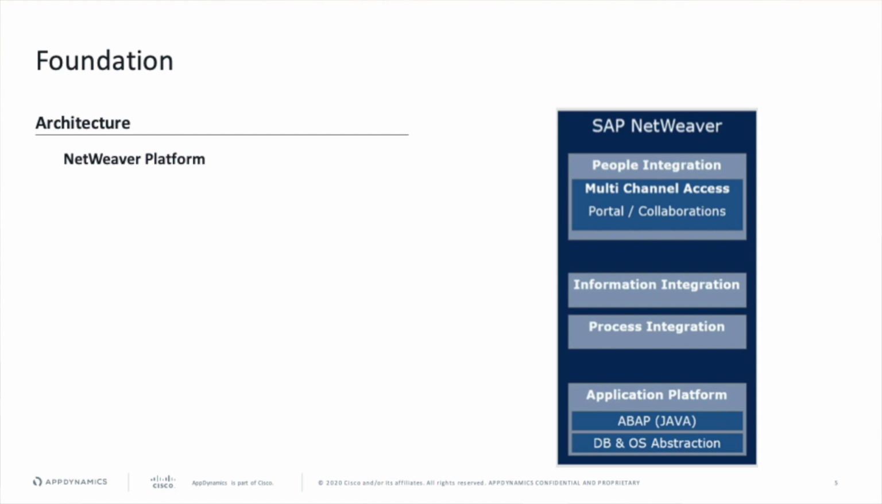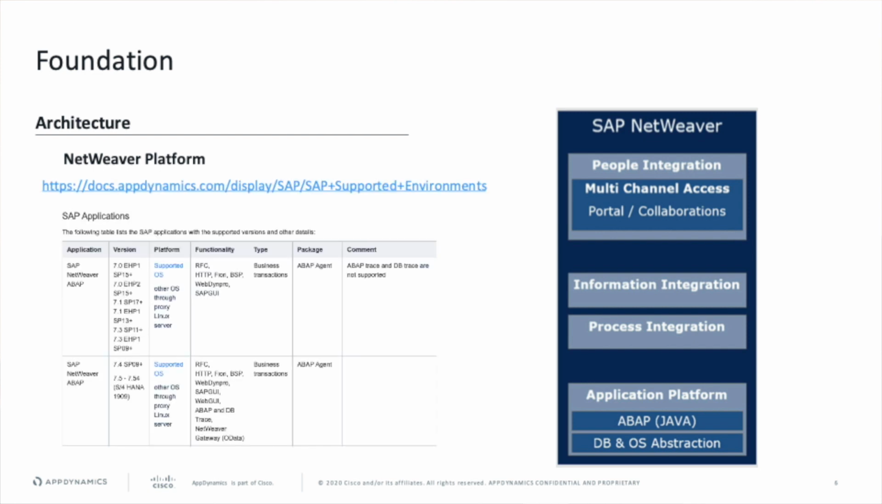Now, SAP runs on what is called the NetWeaver platform. This platform contains all the shared components and services that all installations have in common. The NetWeaver version is also how we determine our support, which starts at version 7.0, Enhancement Package 1, Service Pack 15 and up. The NetWeaver platform can also be Java-based in the case of SAP's portal application.